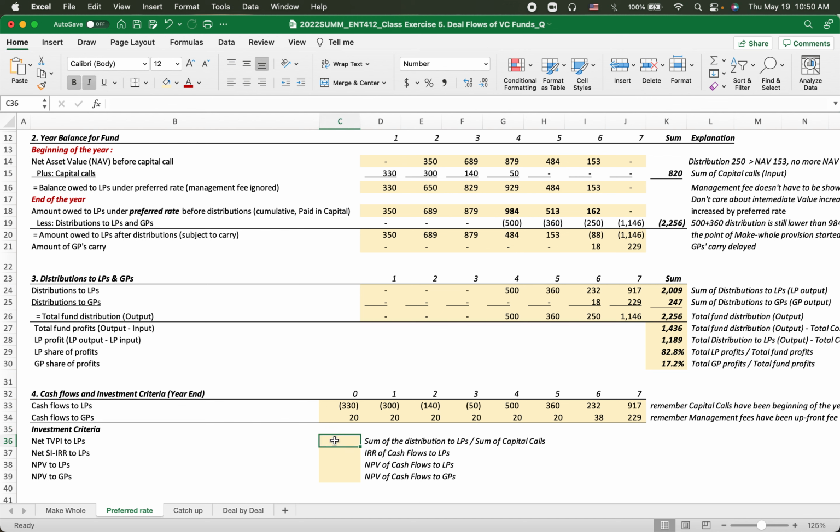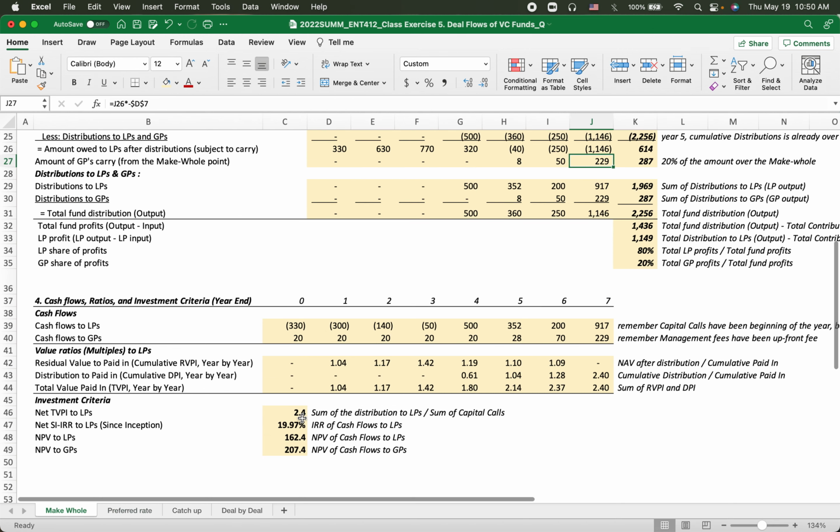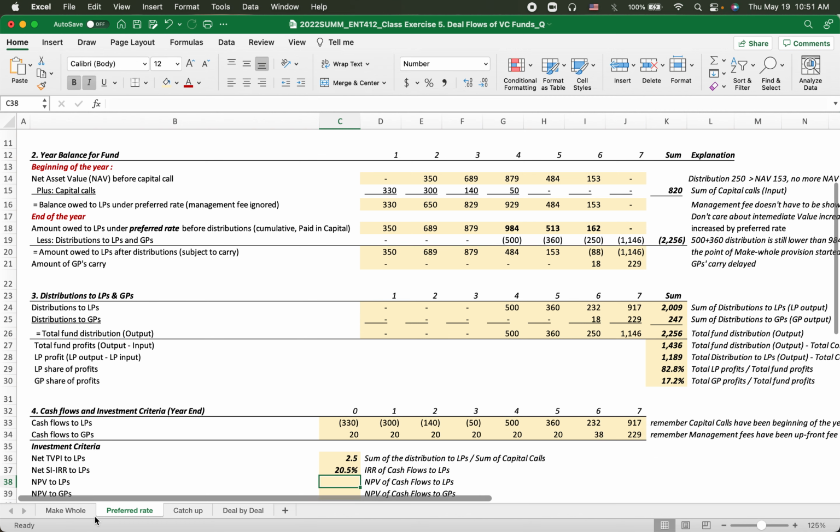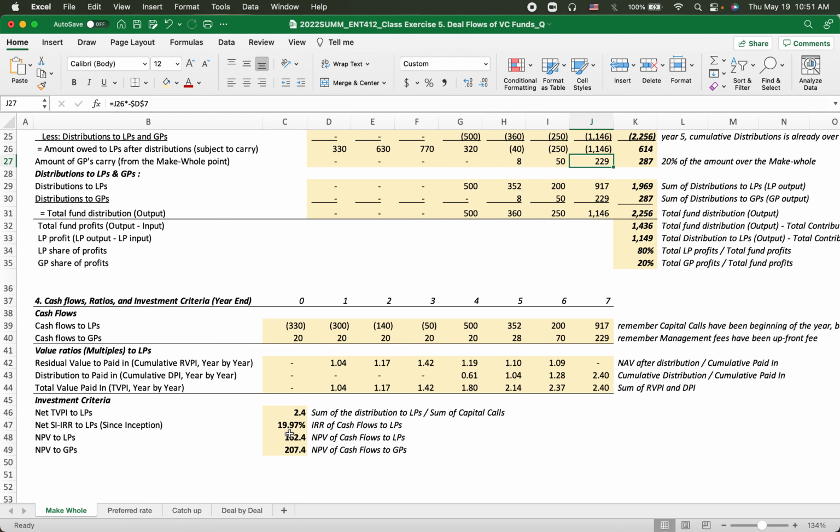Let's calculate the total value over the paid in capital. So total value of LPs is 2, right? Total distribution, total value is 2009, which is sum divided by, right, 820. So 2.5 times. It's slightly higher than 2.4 without this preferred rate. And then IRR must be definitely greater than the previous case. So 20.5%, slightly higher than 19.9%, right?